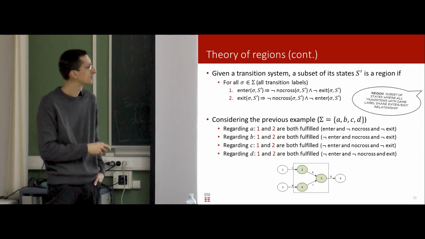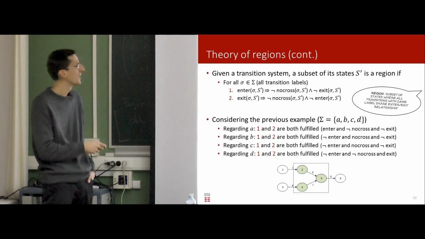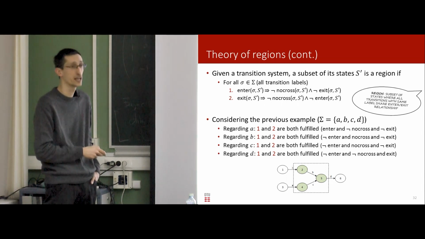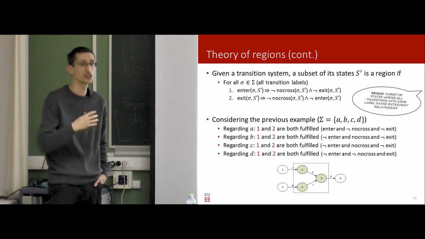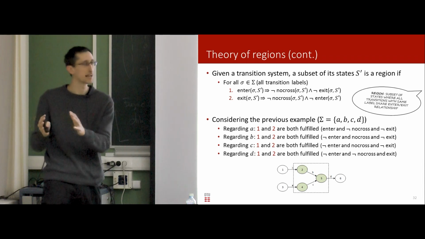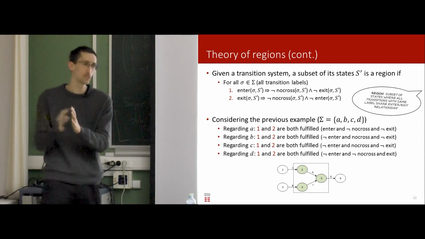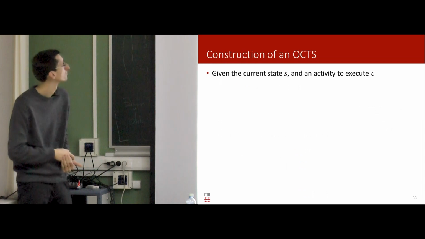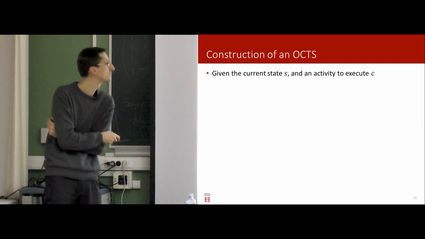So intuitively the idea is that we have a region if the transition labels share the same entering or exiting behavior. So if we have transitions labeled A and these A's are entering, then we know that these transitions are just entering. Okay. So now back to the construction of our OCTS.